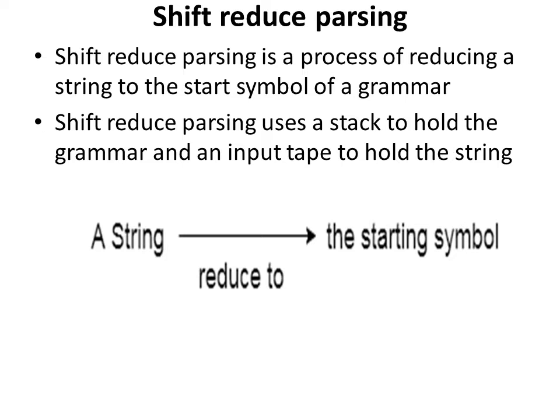Shift-reduce parsing is a process of reducing a string to the starting symbol of the grammar. So there will be a grammar, and in that grammar a string will be there and a starting symbol will be there. From the grammar, a string can be taken and it is reduced to the starting symbol. That we will see in the next slide.